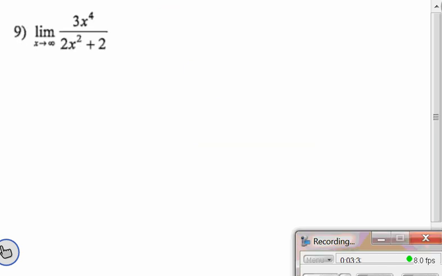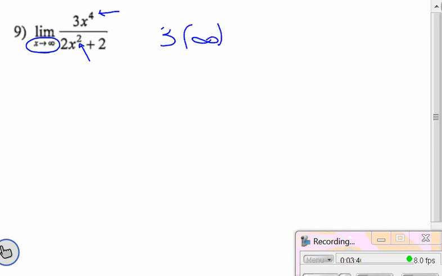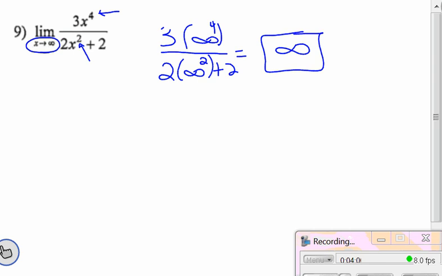Okay, number 9 here, again, it looks like it's top-heavy. X approaches infinity, so if you just put it in, 3 times infinity to the 4th over 2 times infinity squared plus 2. It looks like the top is just growing because it's to the 4th power. It's really going to explode and go way higher. And so the answer is just infinity. That's the limit. It's going to get bigger and bigger and bigger.